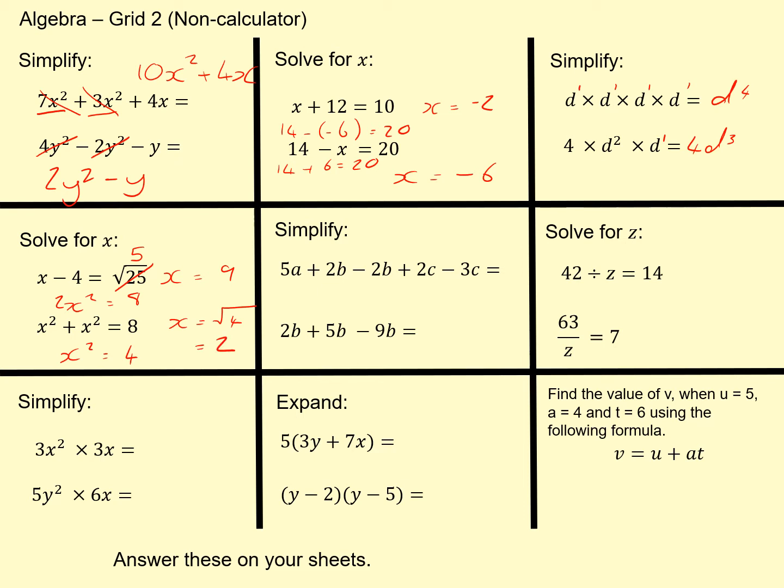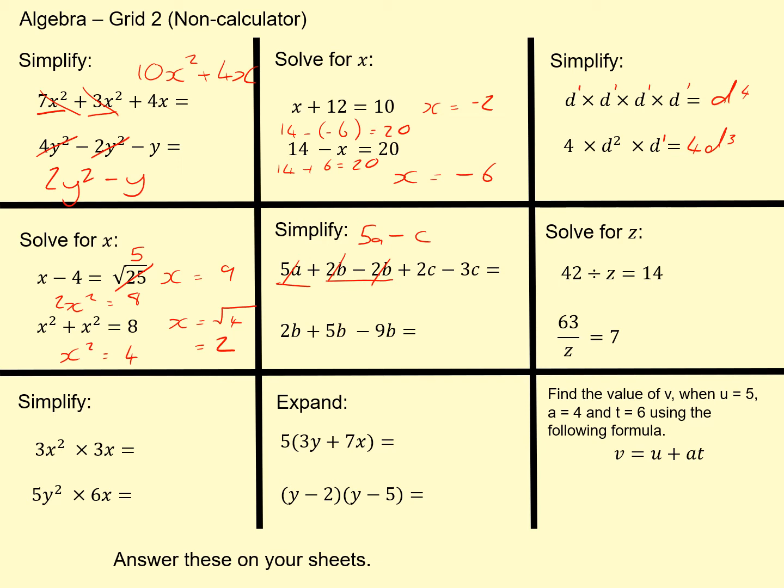Next up, some more simplifies. So look for your like terms. Well, I've only got one term in A, so 5a, dealt with that one. I have these two terms in B. 2b take away 2b is no b, so for that one, they just cancel out. 2c take away 3c is minus 1c. I'm going to write that as just minus c.